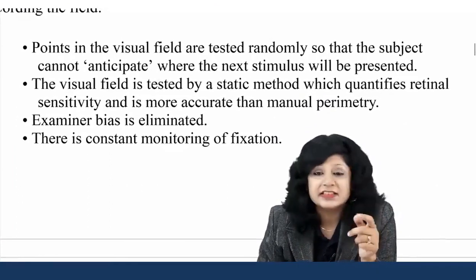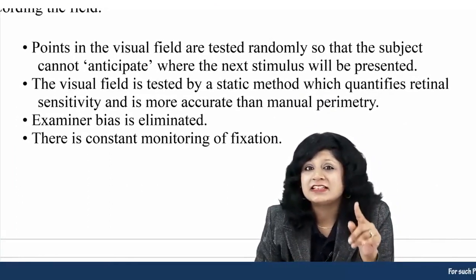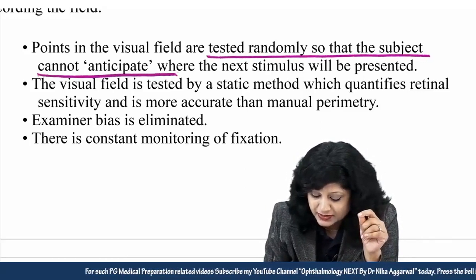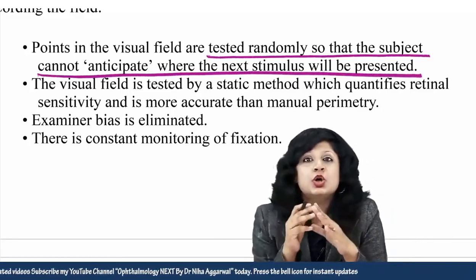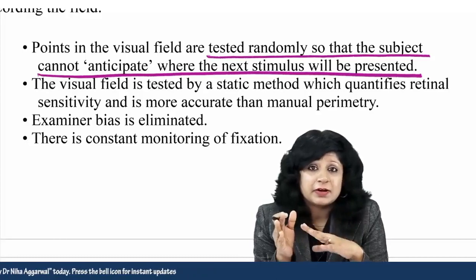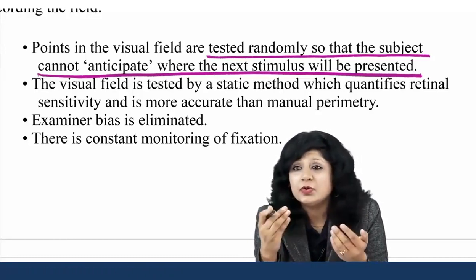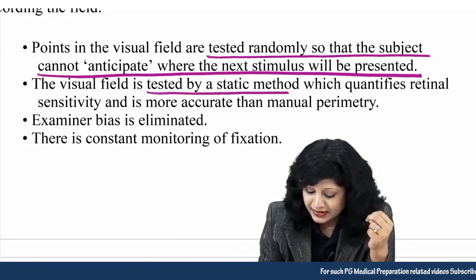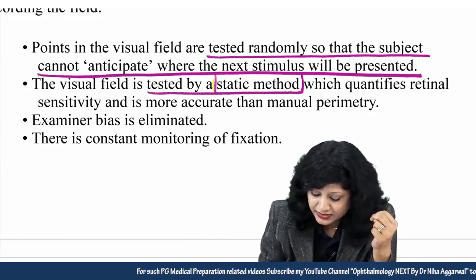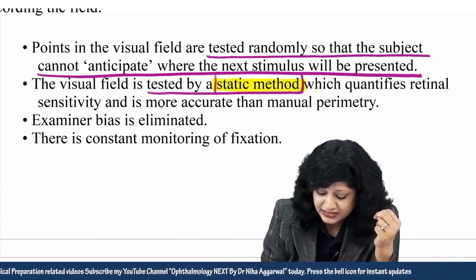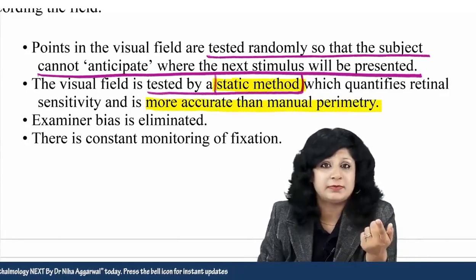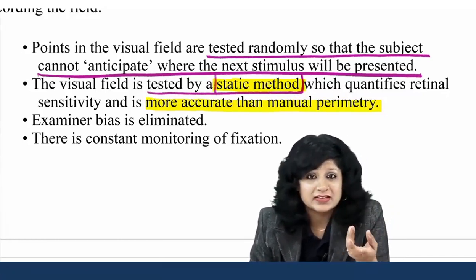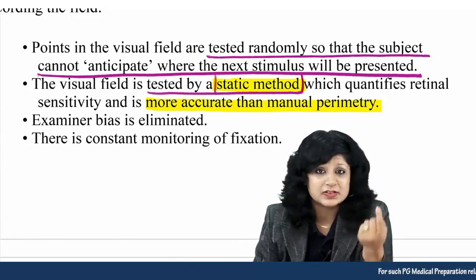Number one, the points that we are testing in the visual field are tested randomly so that the subject cannot anticipate where the next stimulus will be presented. So it's very genuine and reliable, because you are not getting any apprehension or clue about where the next stimulus will go. Number two, the visual field is tested by a static method, which quantifies retinal sensitivity, and it is more accurate than manual perimetry. So it is more specific, more diagnostic, more reliable, more accurate.